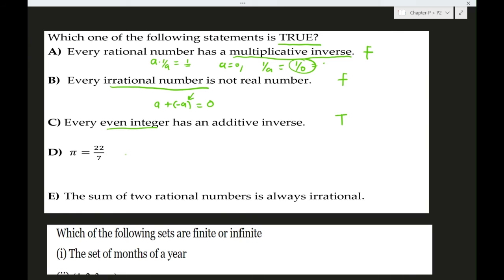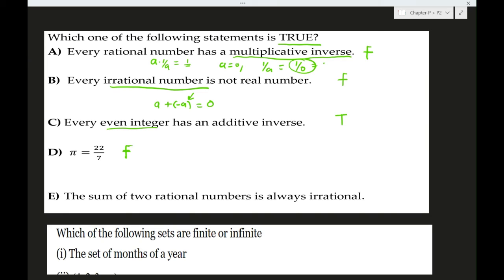Then pi is 22 over 7. This is false because pi is not even a rational number. If you say it's 22 over 7, then you're saying it's a rational number. But we know that the value of pi is about 3.14. It's an irrational number, so you cannot write it as 22 over 7.